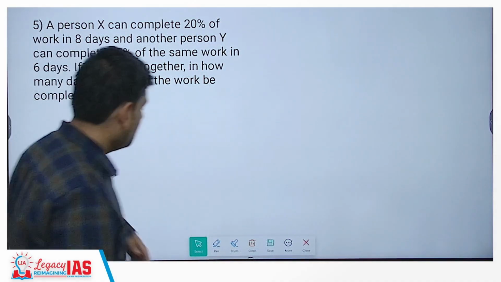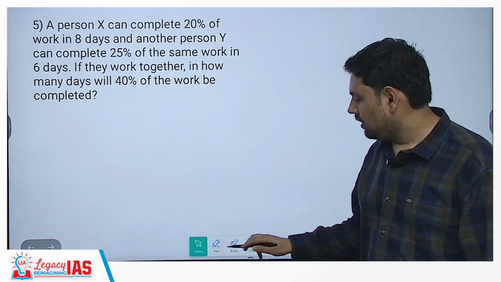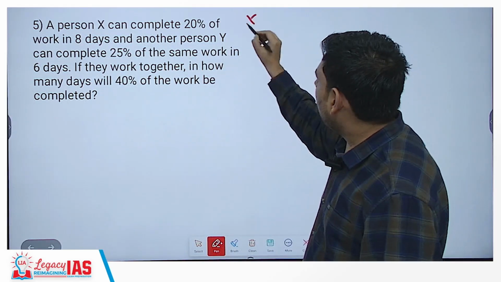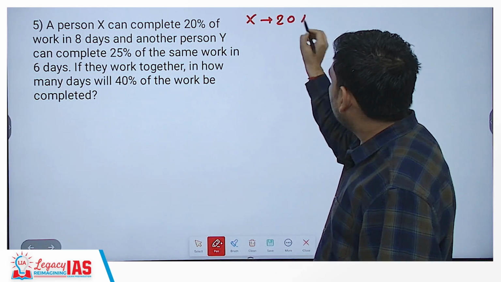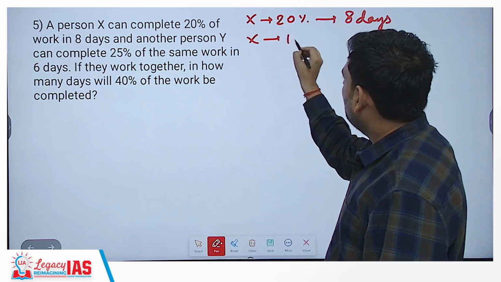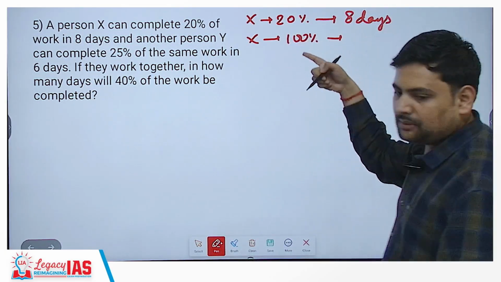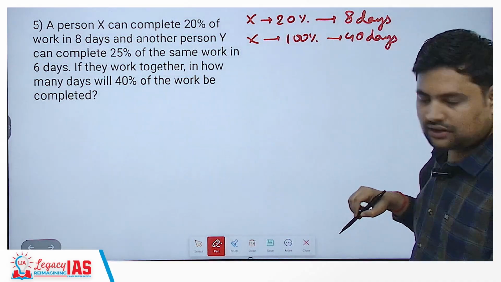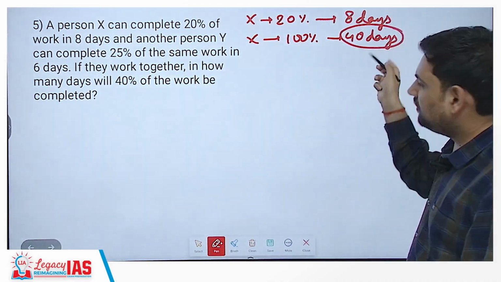Yeah, let's do this. Now, what it says, a person X can complete 20% of the work in 8 days. So, X 100%, that is multiplied by 5. This will be completed in 40 days. Correct? So X can do the whole work in 40 days.